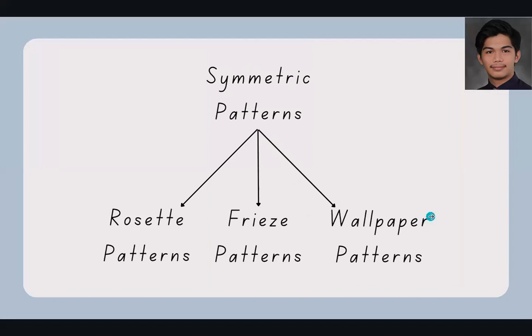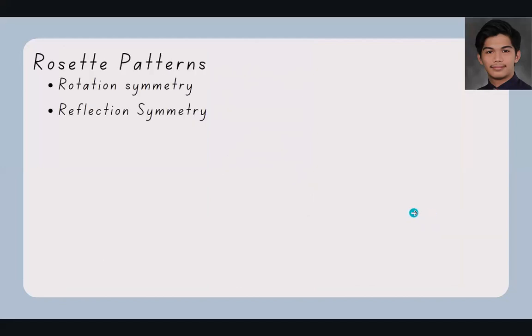wallpaper patterns. In the rosette patterns, these are patterns with rotation symmetry and, if possible, reflection symmetry. The reason why I said it is if possible is because reflection symmetry is just an optional aspect for the rosette patterns, meaning that not all rosette patterns contain reflectional symmetry. As for the rotation symmetry, this is the fundamental unit that forms rosette patterns. So naturally, all rosette patterns contain rotation symmetry.